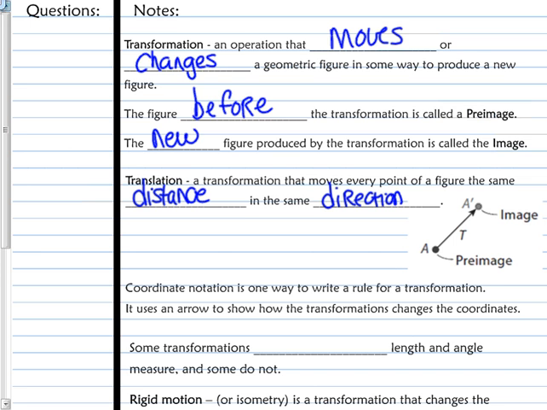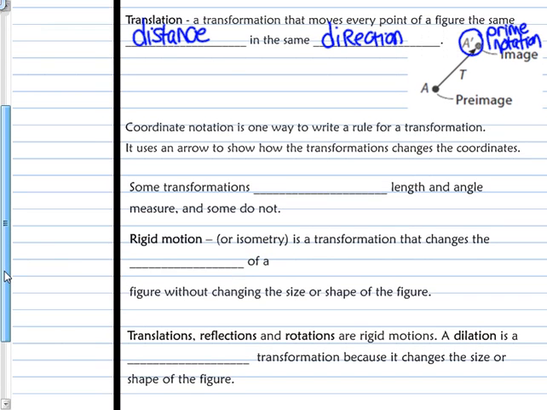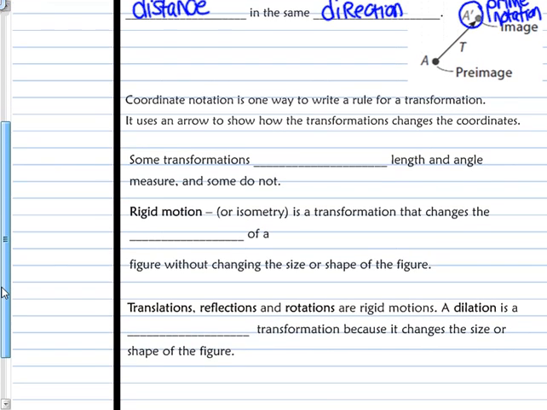Coordinate notation is one way to write a rule for a transformation. It uses an arrow to show how the transformations change the coordinates. And this right here is called prime notation. And we would call that piece I circled A prime. So it's called prime notation.